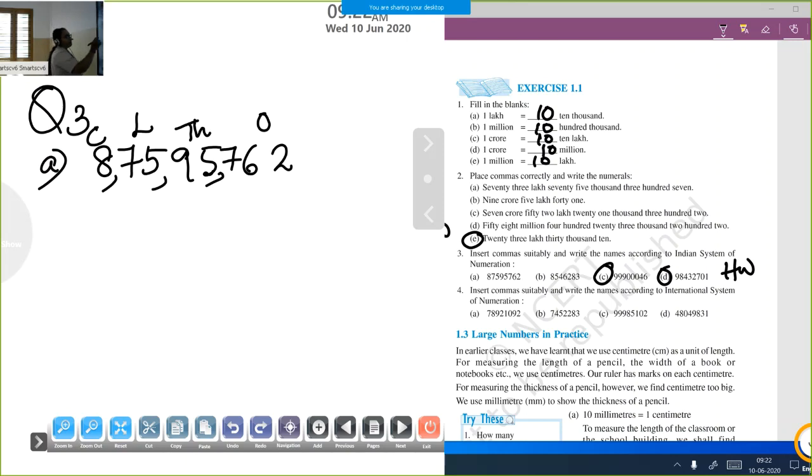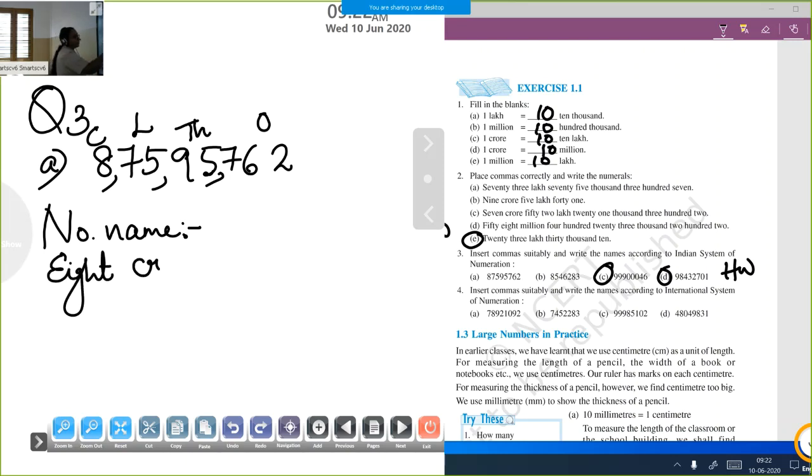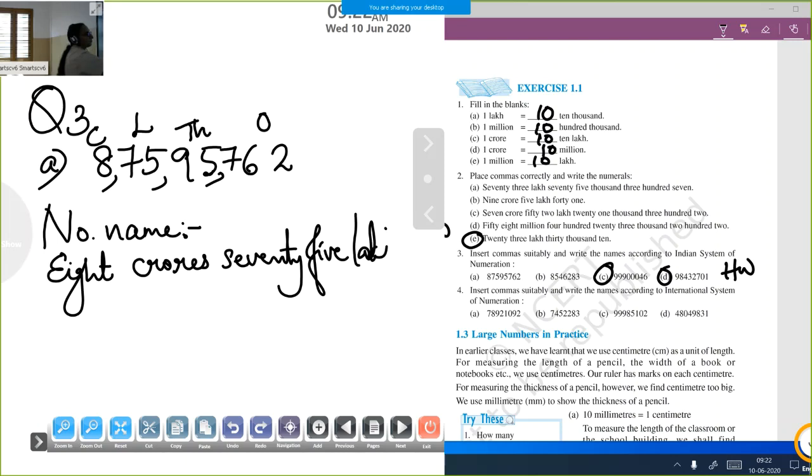Okay, teacher is writing now the number name. Number name means the word form, written form. Okay, how to write this one? 8 crores, 75 lakhs, 75 lakhs, then what? 95,000, then 762.